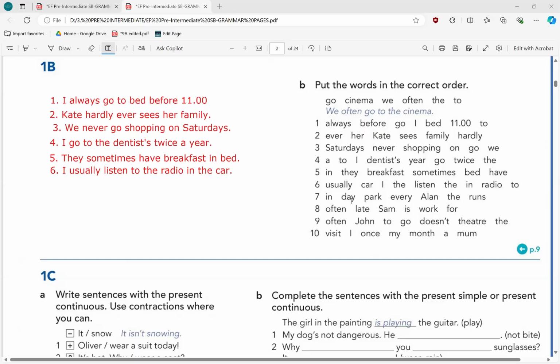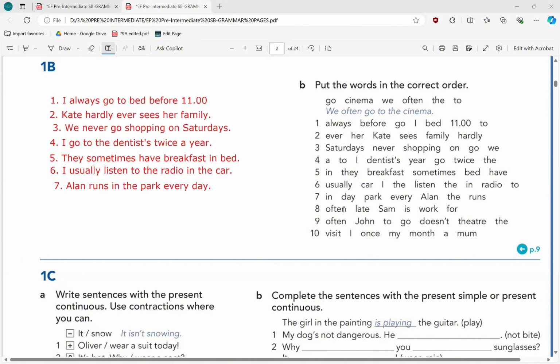Number 7, in the park, every day, Alan, the, run. So Alan, and then the verb, runs, because Alan is he. So he runs. Alan runs where? In the park. How often? Every day. So 7 is here. Alan runs in the park every day. Alan runs in the park every day.